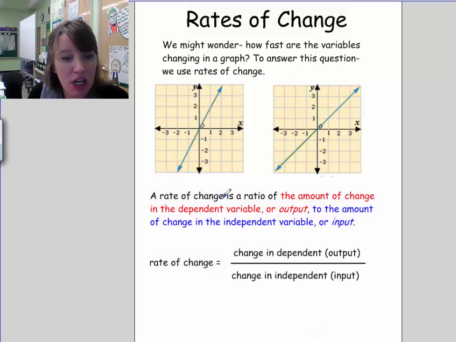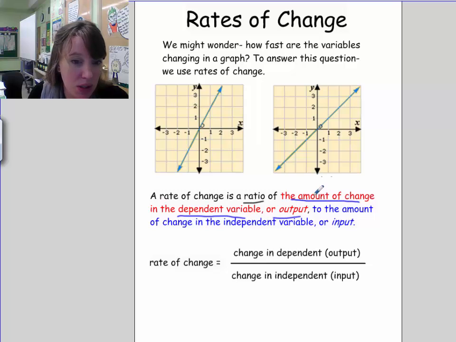Okay, a rate of change is a ratio, right? It's like a fraction of the amount of change of the dependent variable, or the output, which is also the y variable, to the amount of change of the independent variable. So again, you're asking how fast does y change in relation to x, or how fast does the output change in relation to the input. All right, so the rate of change is always the change of the dependent variable, or the output, or the y variable, over the change of the independent variable, which is the x variable.